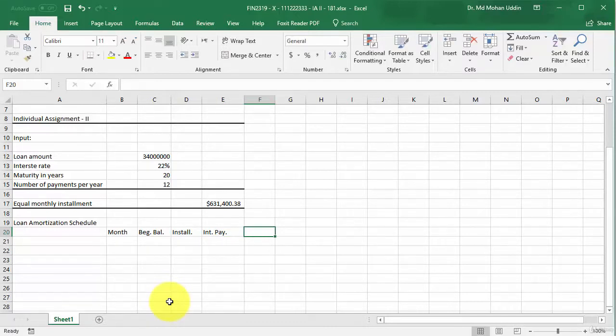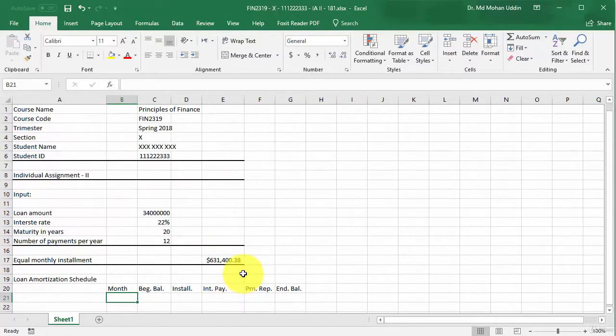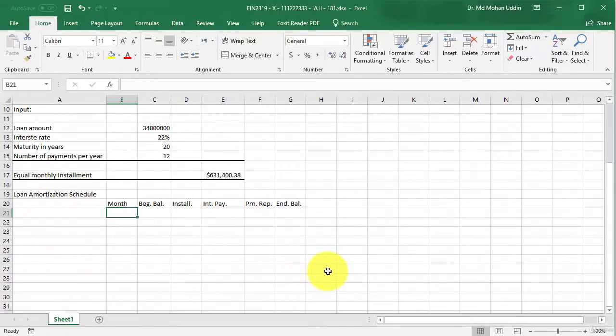Then if we deduct the interest payment from the installment, then we will get the principal repayment, PRN. REP. for repayment. Okay, so if we deduct the principal repayment from the beginning balance, then we will get the ending balance. Okay, fine. Now because we have 240 months, let us start from 1.